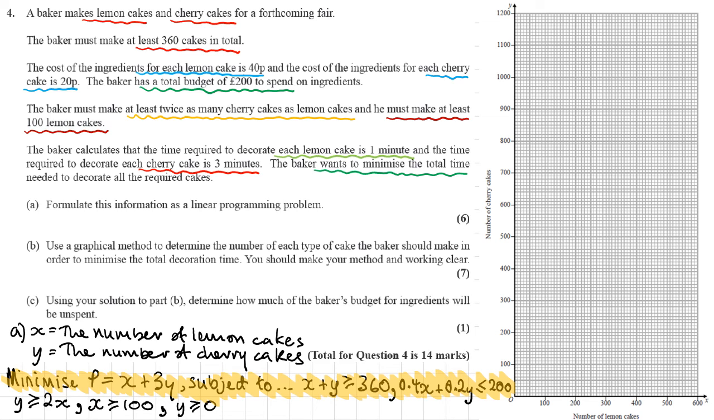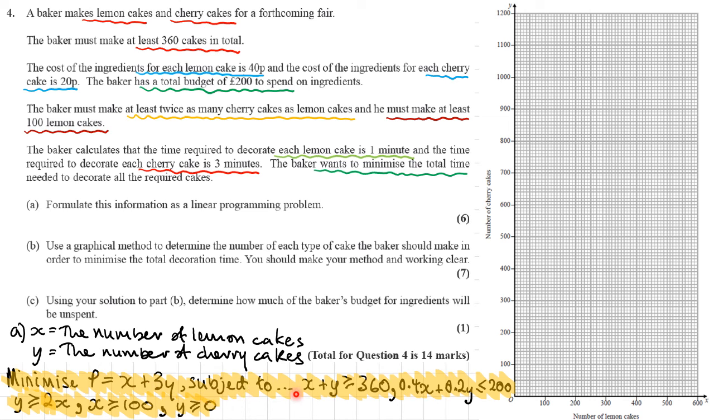And moving on to part B. Part B says this: we want to use a graphical method to determine the number of each type of cake the baker should make in order to minimize the total decoration time. You should make your method and working clear. Right, so let's go through each of our constraints here. And on the last line I'm going to put on is the objective line.